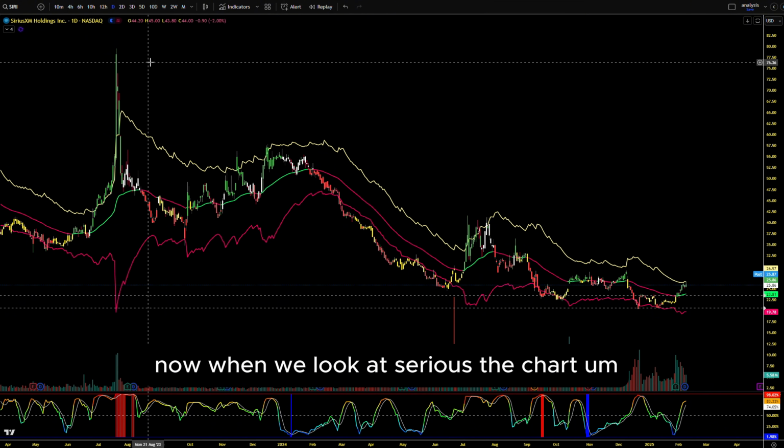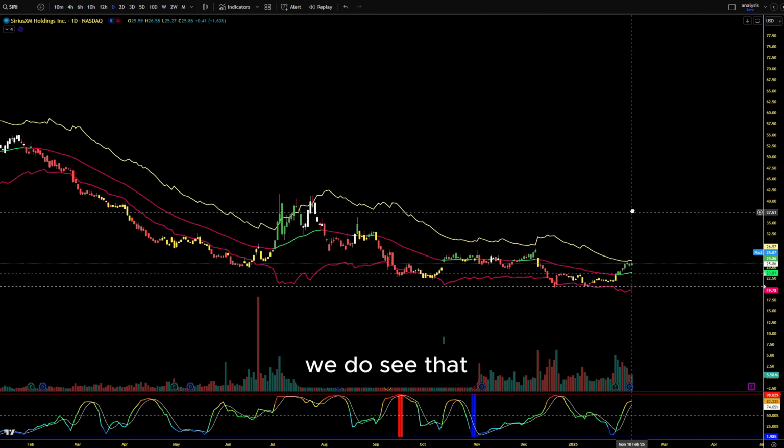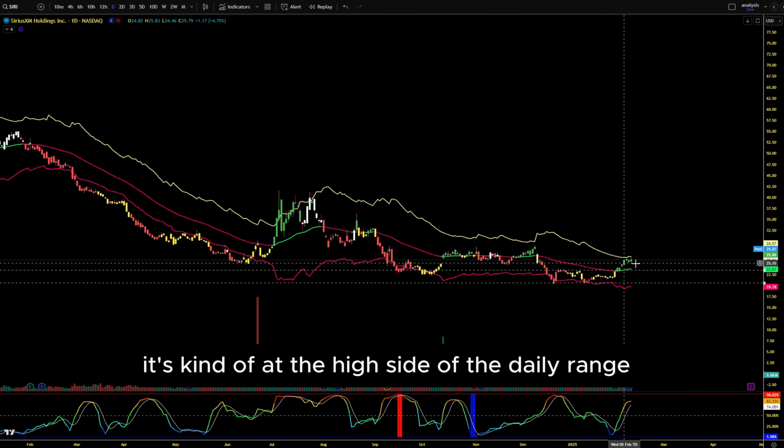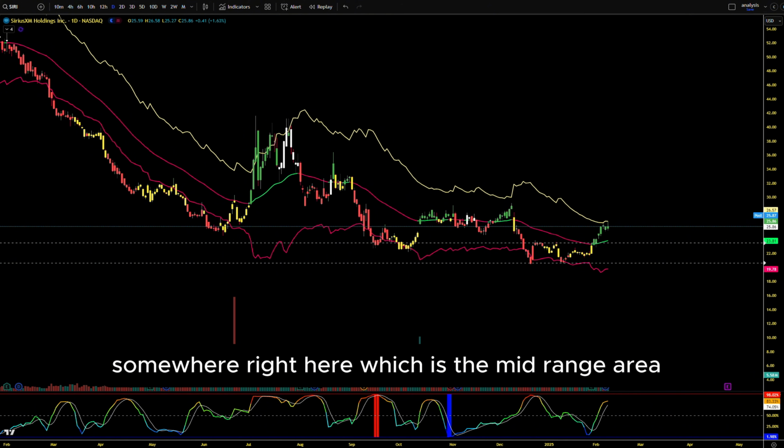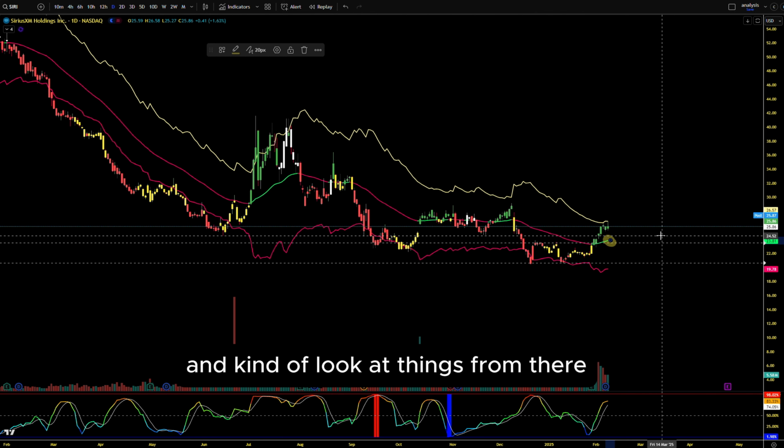Now, when we look at Sirius, the chart, we do see that it's at the high side of the daily range. I would probably wait for a pullback to maybe around somewhere right here, which is the mid range area, and look at things from there.